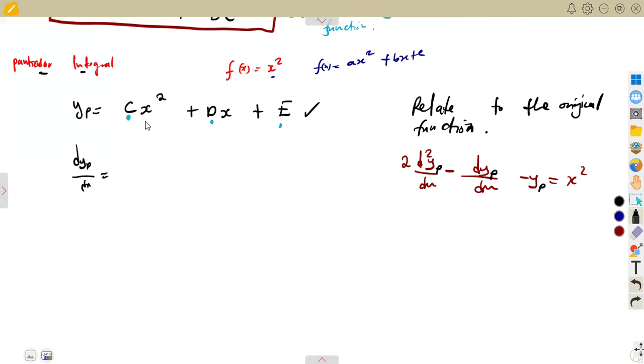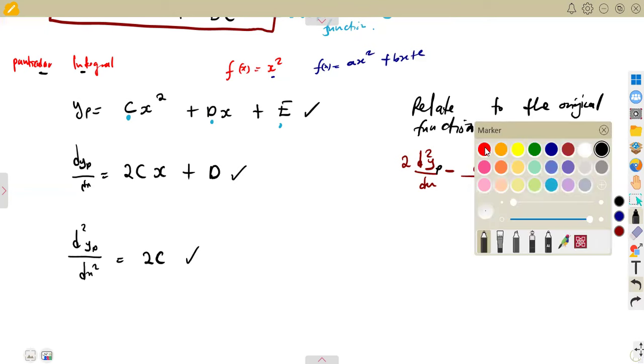So what is the derivative of y with respect to x? Drop the exponent, so this will be 2cx plus d. E is a constant, so the derivative of a constant is 0. What we need is the second derivative so that we can substitute. The second derivative of 2cx plus d is 2c; d is a constant, so that's a 0. So we have y, its derivative, and its second derivative.